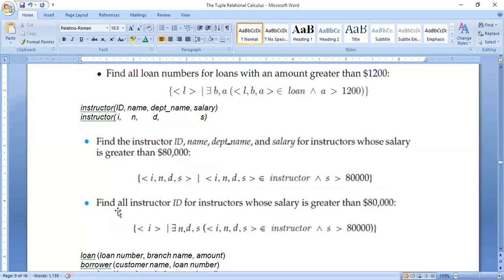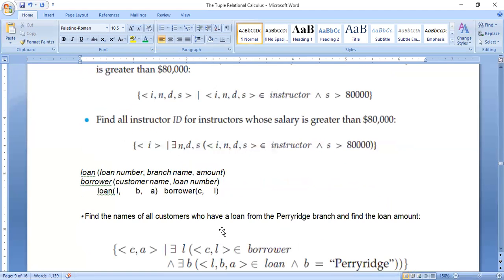Here in this next query where we have to find only the instructor ID, instructor ID is represented by the domain variable I. So only I has to be output. Then the relation consists of the four domain variables I, N, D and S. The other condition is that the salary should be greater than 80,000. Now out of I, N, D and S we have already output the variable I. So the remaining domain variables are N, D and S. So we can put all those with the help of the existential qualifier.